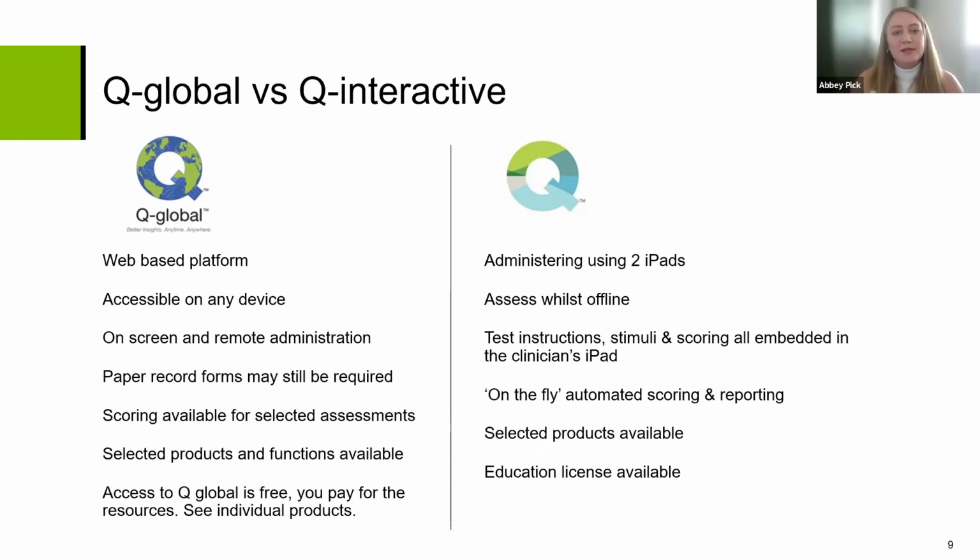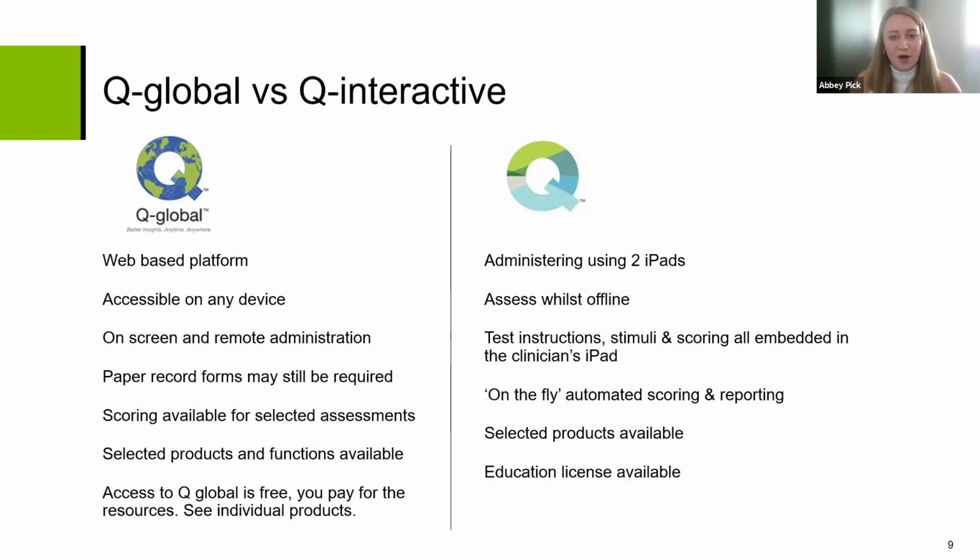Q Interactive is a fully digital platform that works from an online web platform called Central and an app called Assess, and this is administered on 2 iPads. So one iPad is the practitioner's, and then the other iPad is the examinee's. So assessments are administered using the 2 iPads instead of a large kit, but some of the assessments may still require physical components depending on the test.